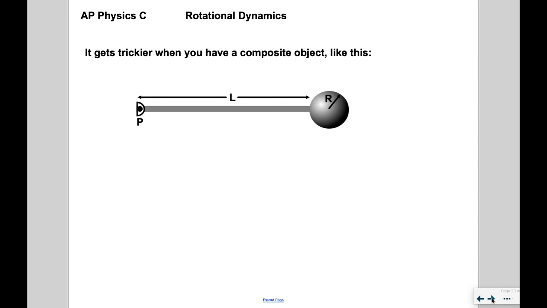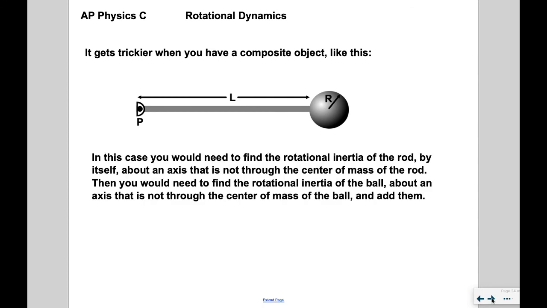It could get considerably trickier when you have a composite solid object like this one. In this case, what we would need to do is to find the rotational inertia of the rod by itself about an axis that is not through the center of mass, but at the edge of the rod. So we would find from the table that I sub CM is 1/12 ml squared, and then plus mh squared. The h for the rod would be L over 2, because the rod's center of mass is in its middle.